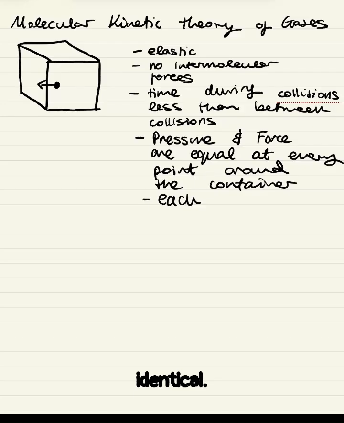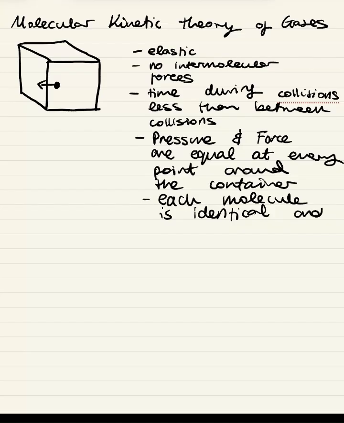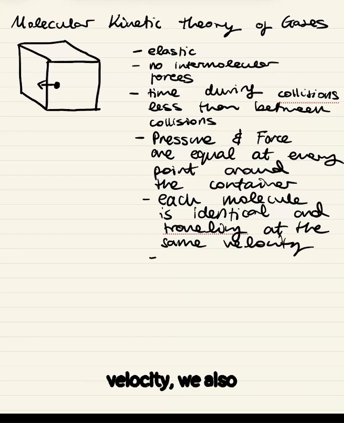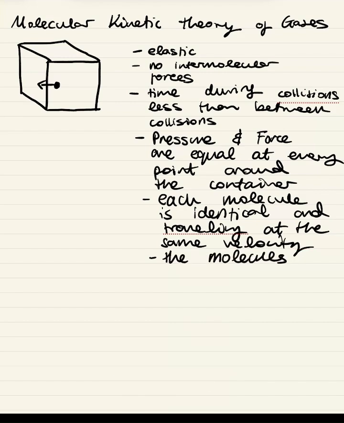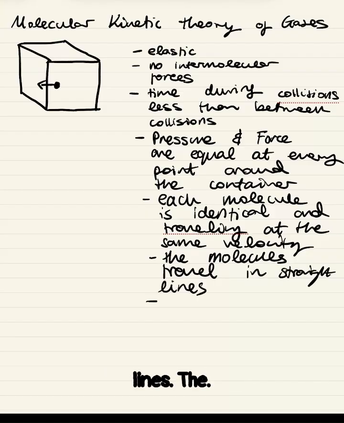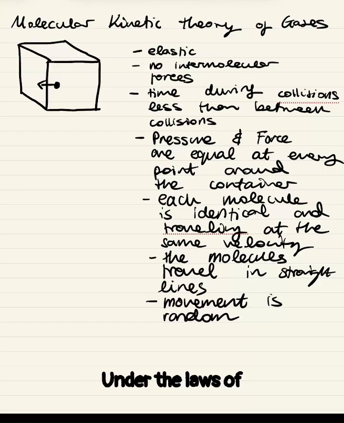Each molecule is identical, and traveling the same velocity. We also assume that the molecules travel in straight lines and that movement is random and that the laws of physics exist. We obviously do. Okay, so these are sort of all the assumptions.